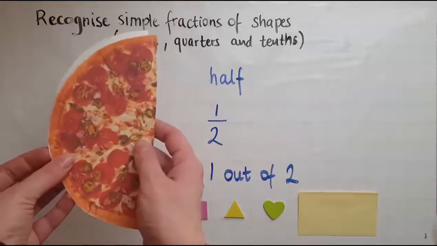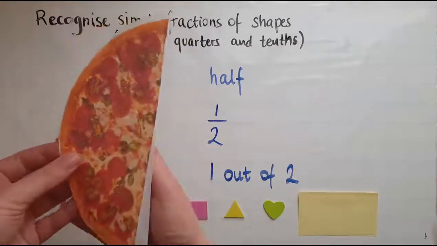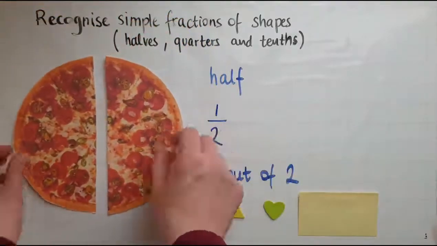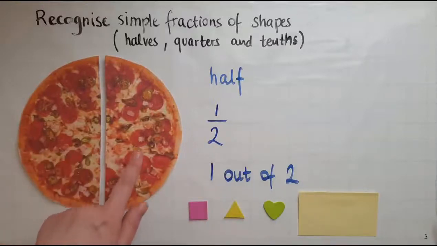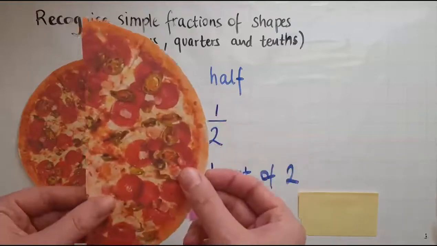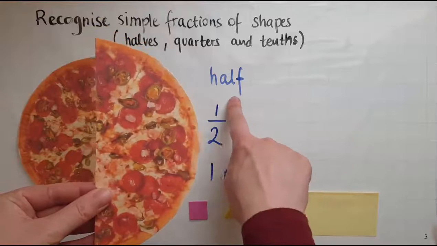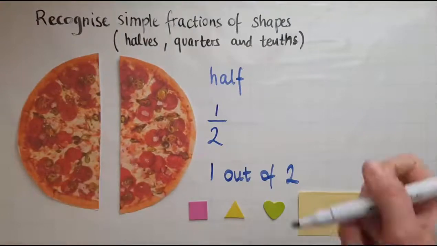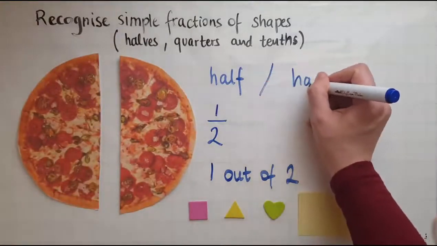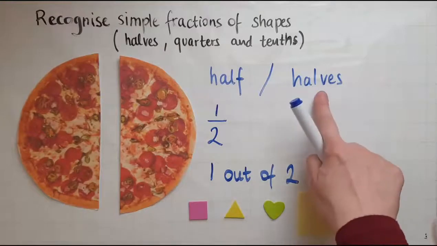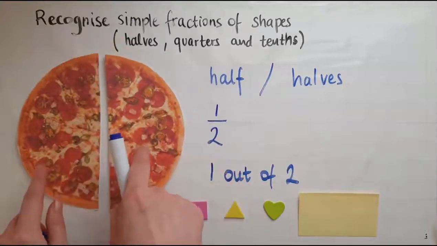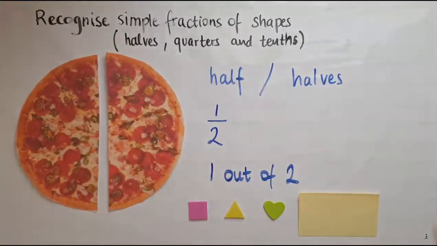I folded the paper in half and I cut it. So both of these two are the same size. So I've got 1 half, another half, 2 halves. So one of these, this one, is a half. Both of them are halves. Notice how the spelling changes as well. So 1 half, 2 halves.